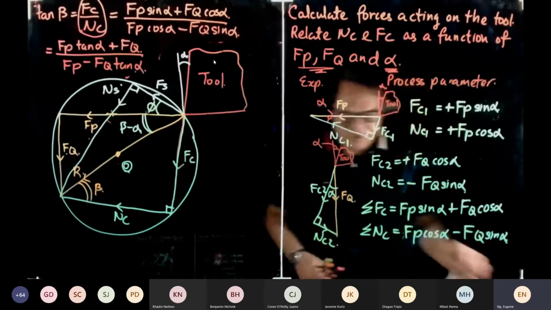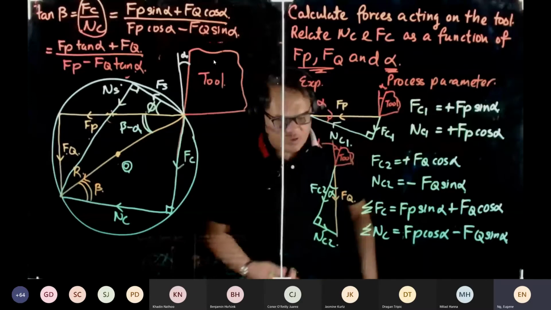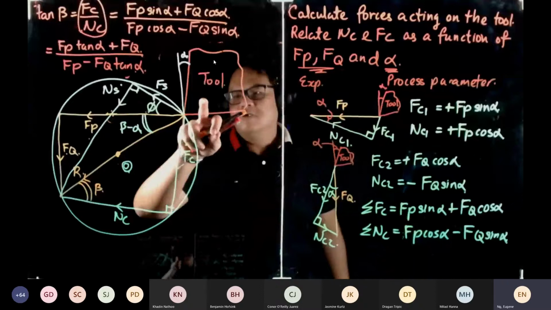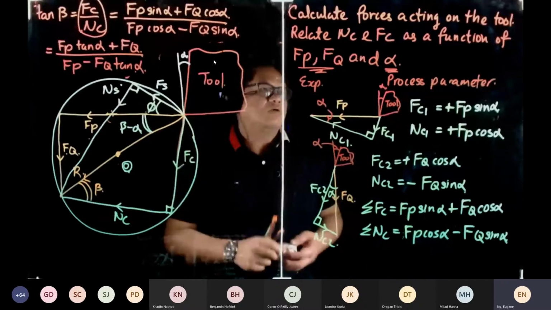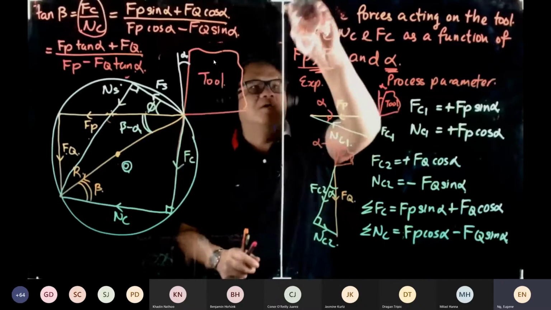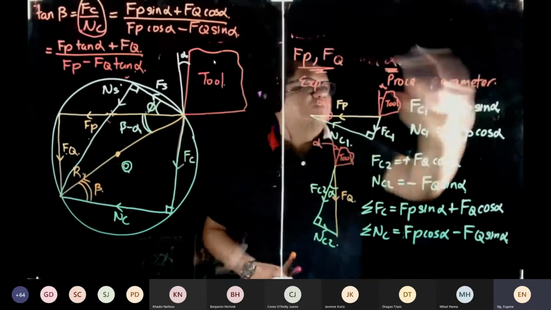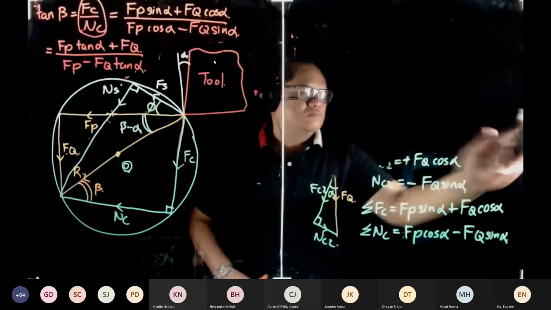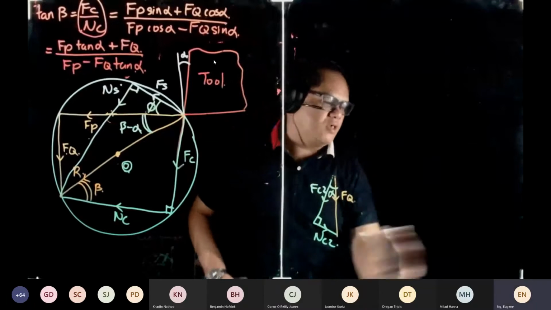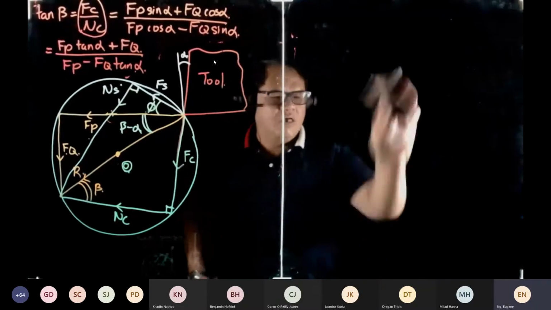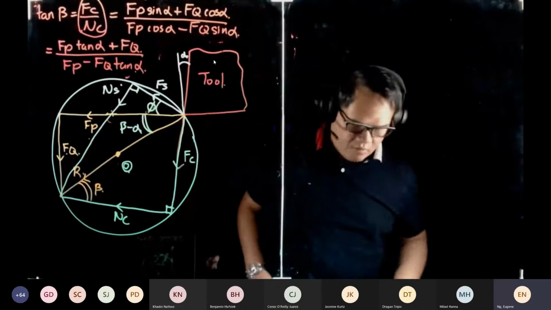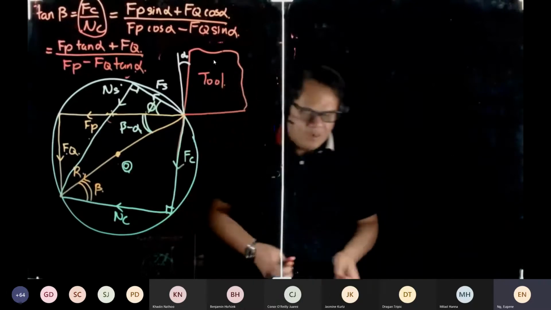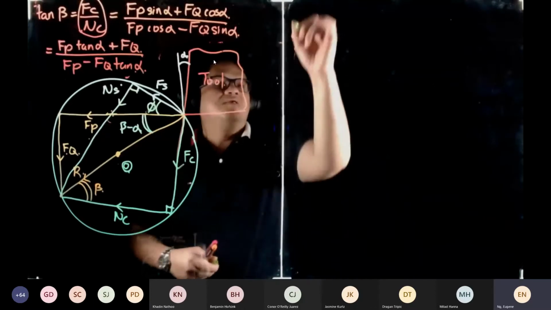Okay, so the tool is important. The next one is what's happening on the shear plane. Okay, what's happening on the primary shear zone or primary shear plane. So the math is not difficult, right? It's all vectors, and you have to identify when it is positive and when it is negative.